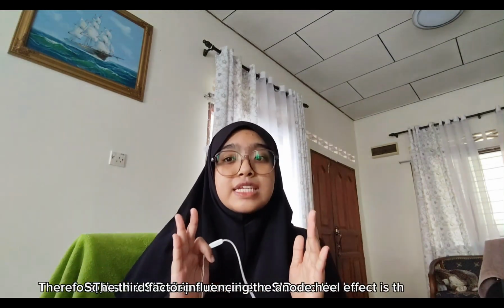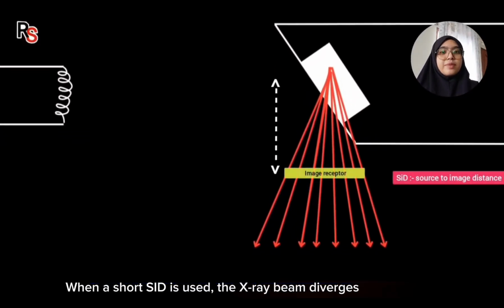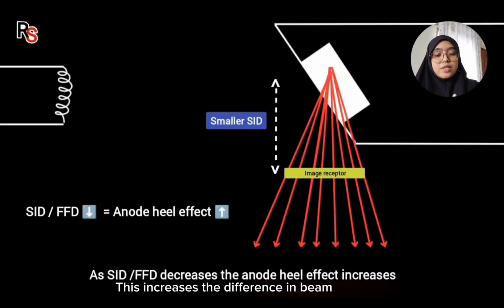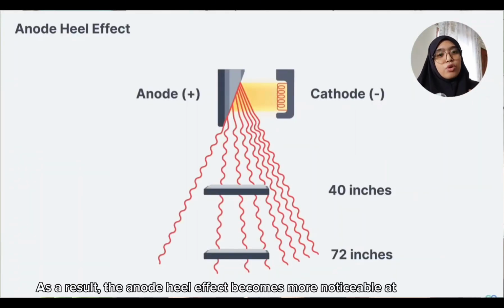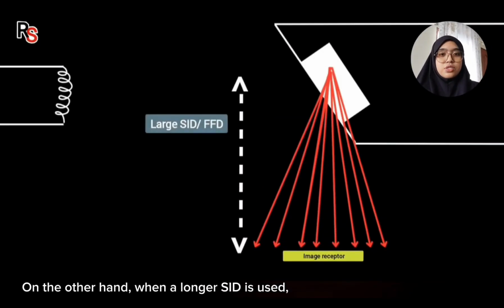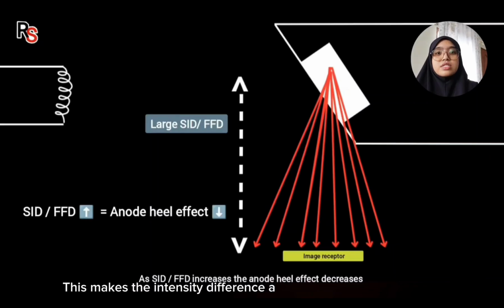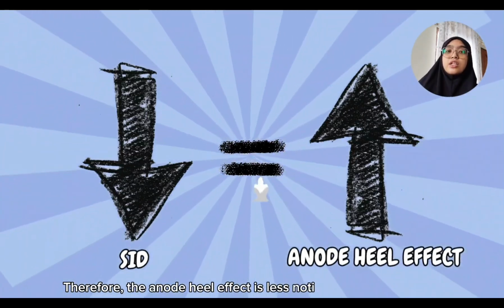The third factor influencing the anode heel effect is the source to image distance, also known as SID. When a short SID is used, the X-ray beam diverges more rapidly. This increases the difference in beam intensity between the anode side and cathode side. As a result, the anode heel effect becomes more noticeable at shorter SID. On the other hand, when a longer SID is used, the beam divergence is reduced. This makes the intensity difference across the field more uniform. Therefore, the anode heel effect is less noticeable at longer SID.